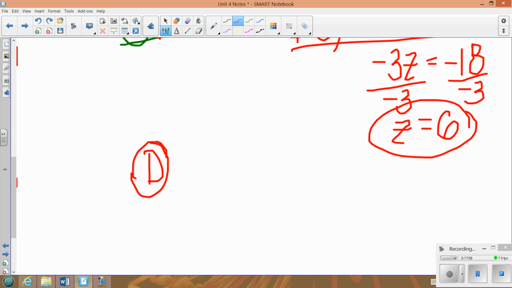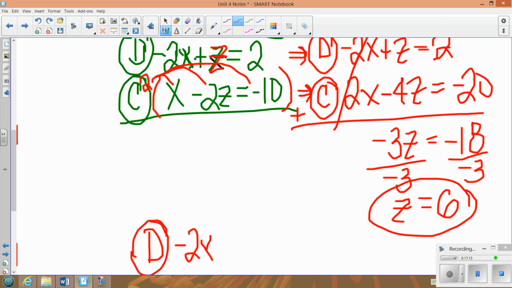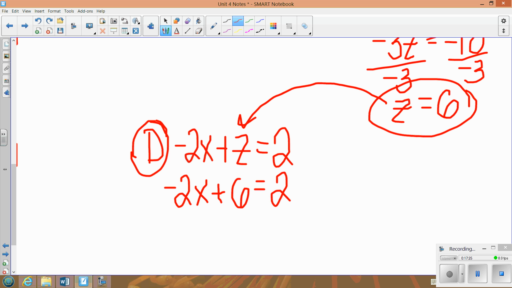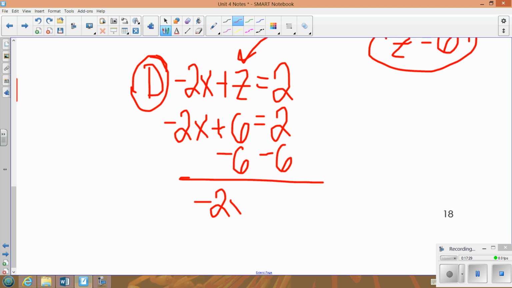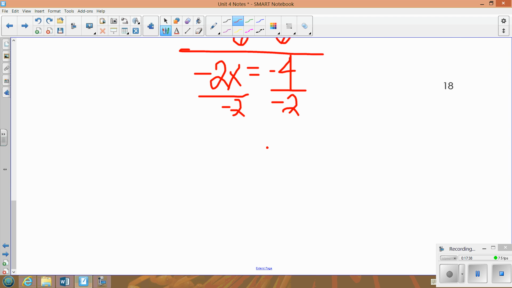Doesn't matter which one, I'm just choosing one of those two variable equations. So D is negative 2x plus z equals 2. So I'm going to plug in z so I can figure out x. So subtract 6 from both sides. So we have negative 2x equals negative 4. Divide everything by negative 2. So we have x equals positive 2.